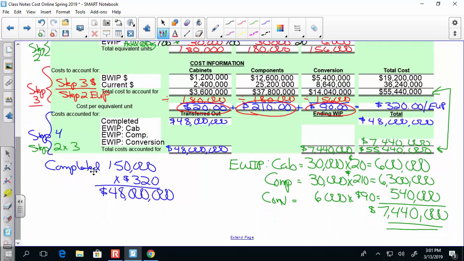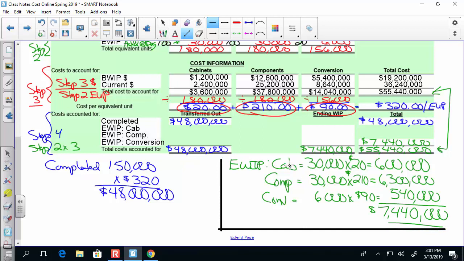But realize again, with our ending units here, look, we now have a cabinet, a component, and a conversion, right? So we have three different subcategories of ending WIP under this scenario.